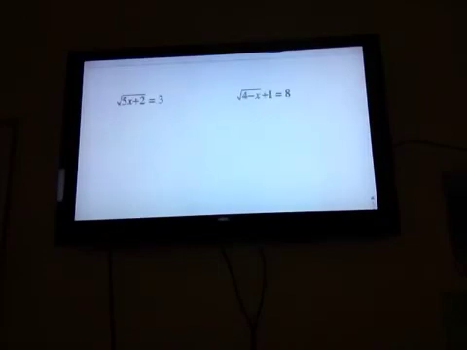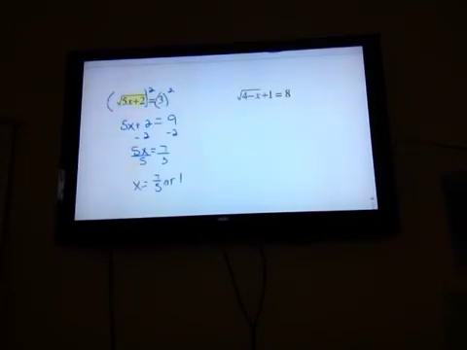Okay, on this next one, isolate the radical. Yay, I don't have to do anything. Square both sides. So the square root squared just gives you what's under the radical symbol. 3 squared is 9. And then solve that for x. So subtract your 2. So 5x equals 7, and divide by 5. And I get 7/5 or 1.4.